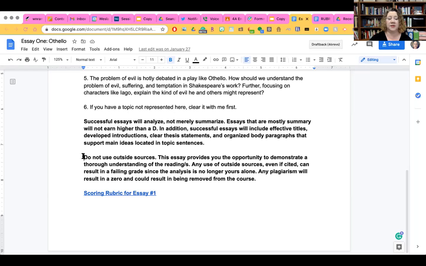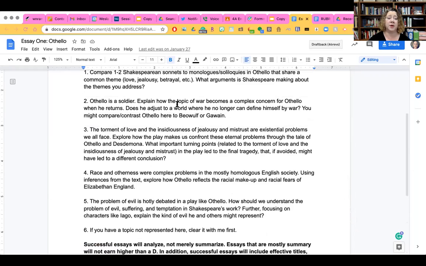Also remember that we're not using outside sources. All the ideas in the paper should be your own thoughts about the play. Your works cited should just be Othello, and that's it, because you'll probably quote from the play somewhere in those 4 to 6 pages, unless you're doing number 1.